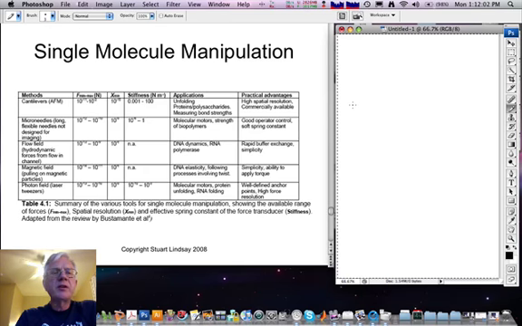We have already discussed the use of an atomic force microscope probe for manipulating and measuring single molecules. That's the first entry in this table. This technique is widespread because instruments are commercially available, and it has high spatial resolution in the sense that one can do force measurements on some predetermined point on a complex sample.